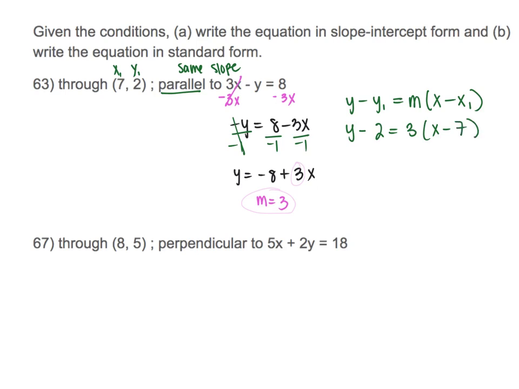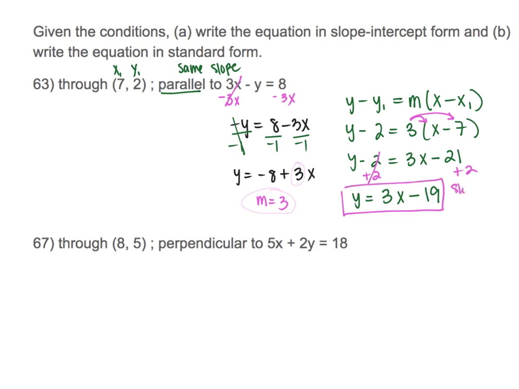And then I'm going to distribute 3 into here. And so that would make it y minus 2 equals 3x minus 3 times 7 is 21. And so now I have to add 2 to both sides for that one. And so it looks like y is equal to 3x, negative 21 plus 2 is negative 19, I believe. Yes. So that means that this is my final answer, and it is in slope-intercept form.